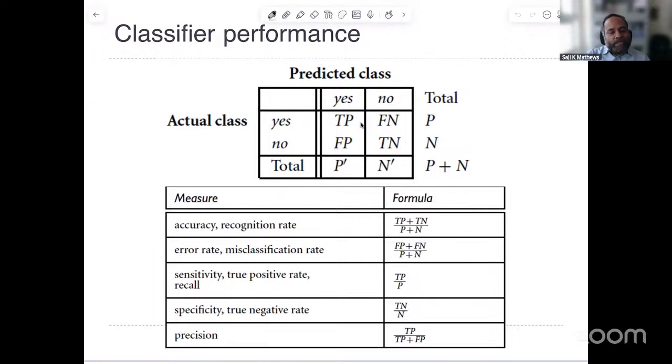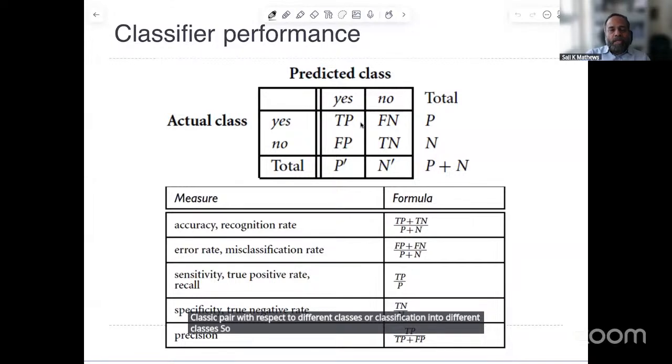formed based on the training data, and because the training data can contain these different classes of data in different proportions, that itself can lead to certain differential performance of the classifier with respect to different classes, or classification into different classes. So that's known as a class imbalance problem. But before that, we learned that there are generally 5 measures that are used to measure classifier performance.